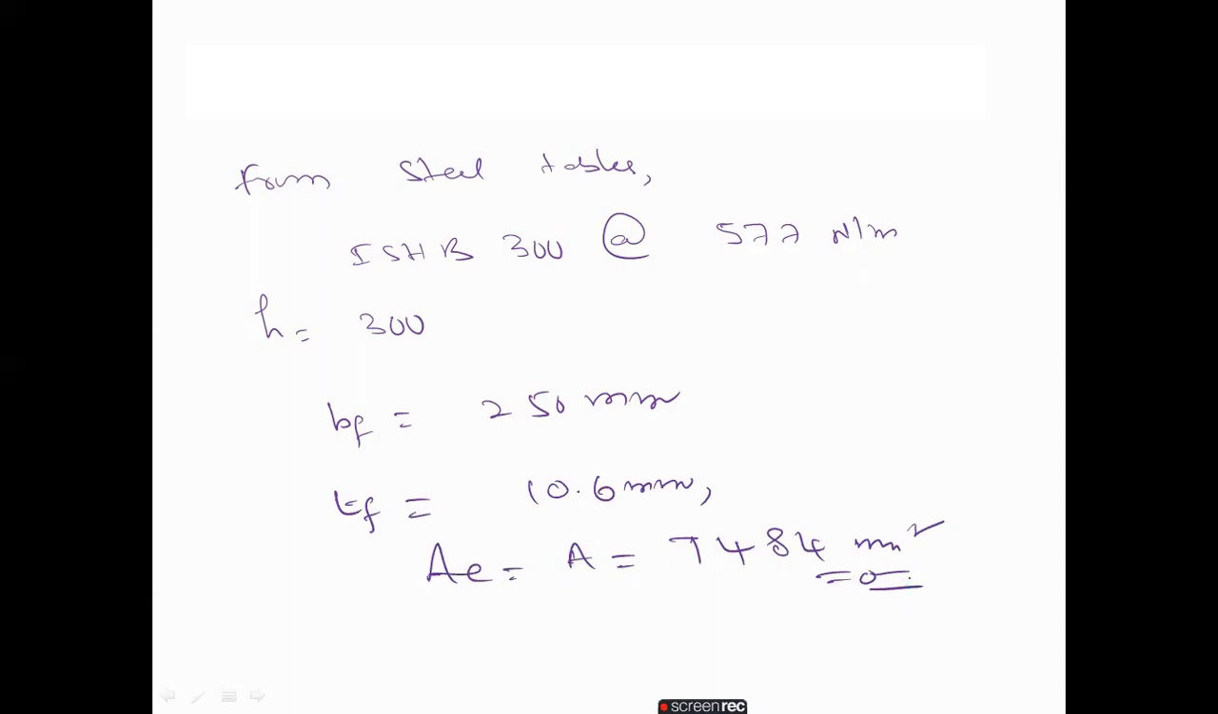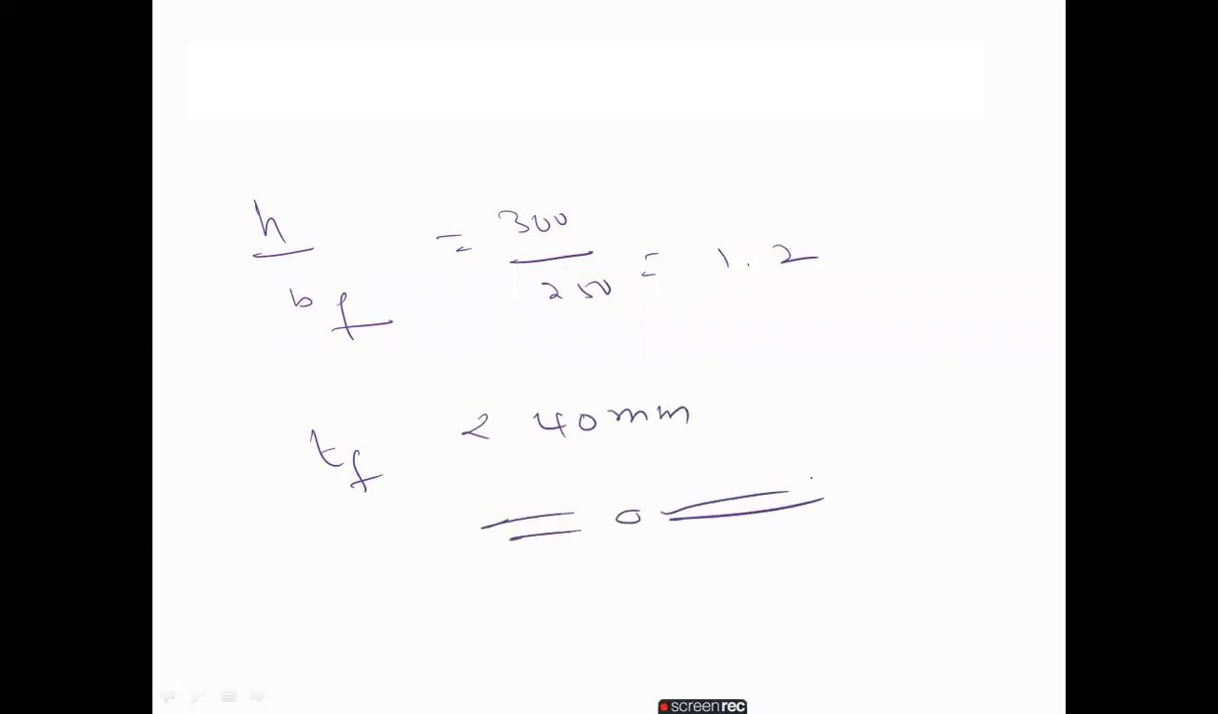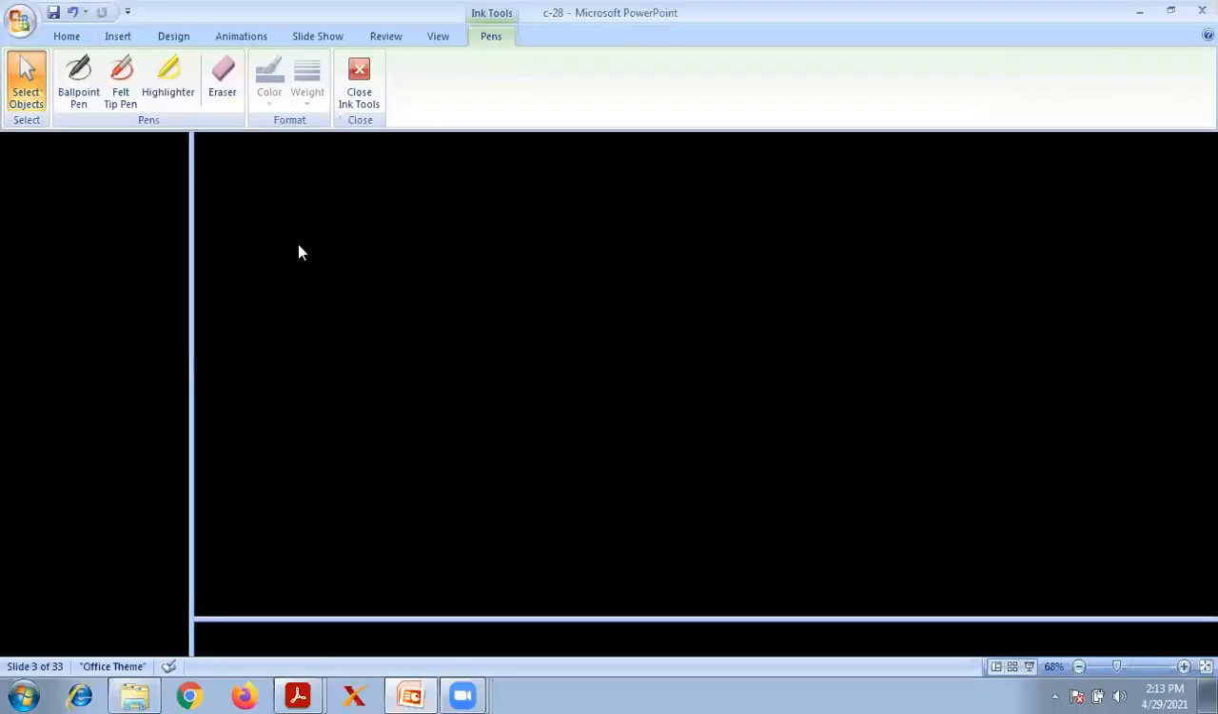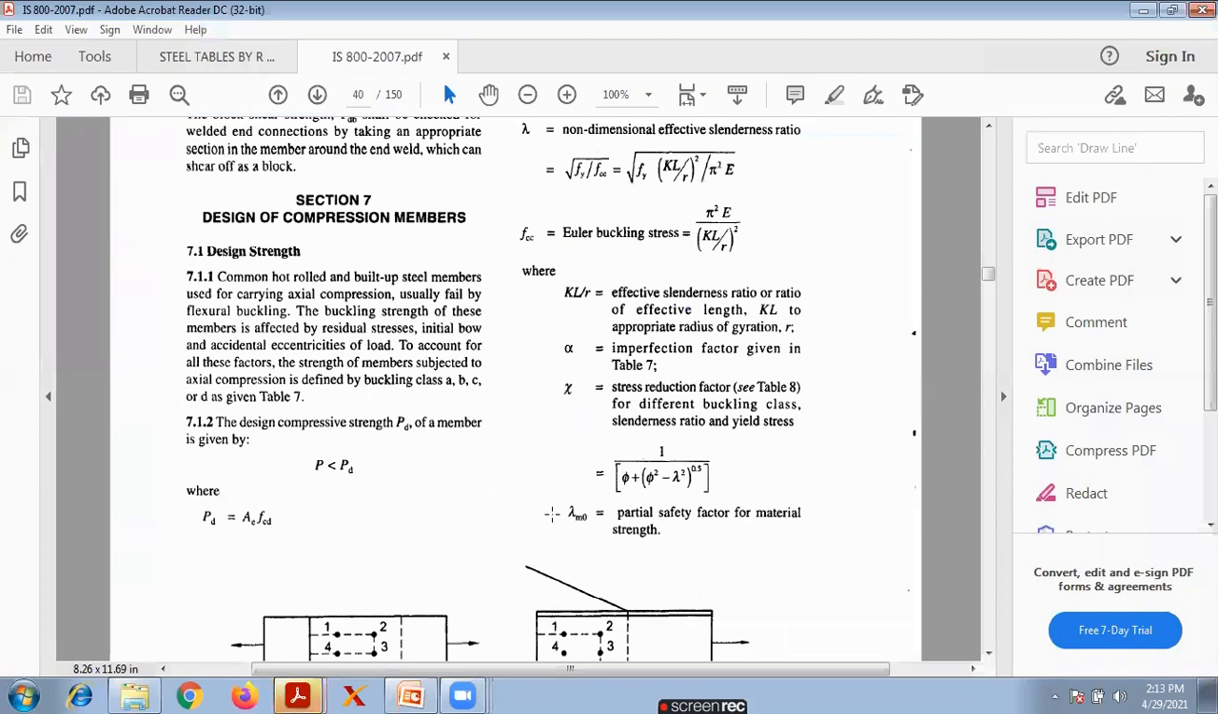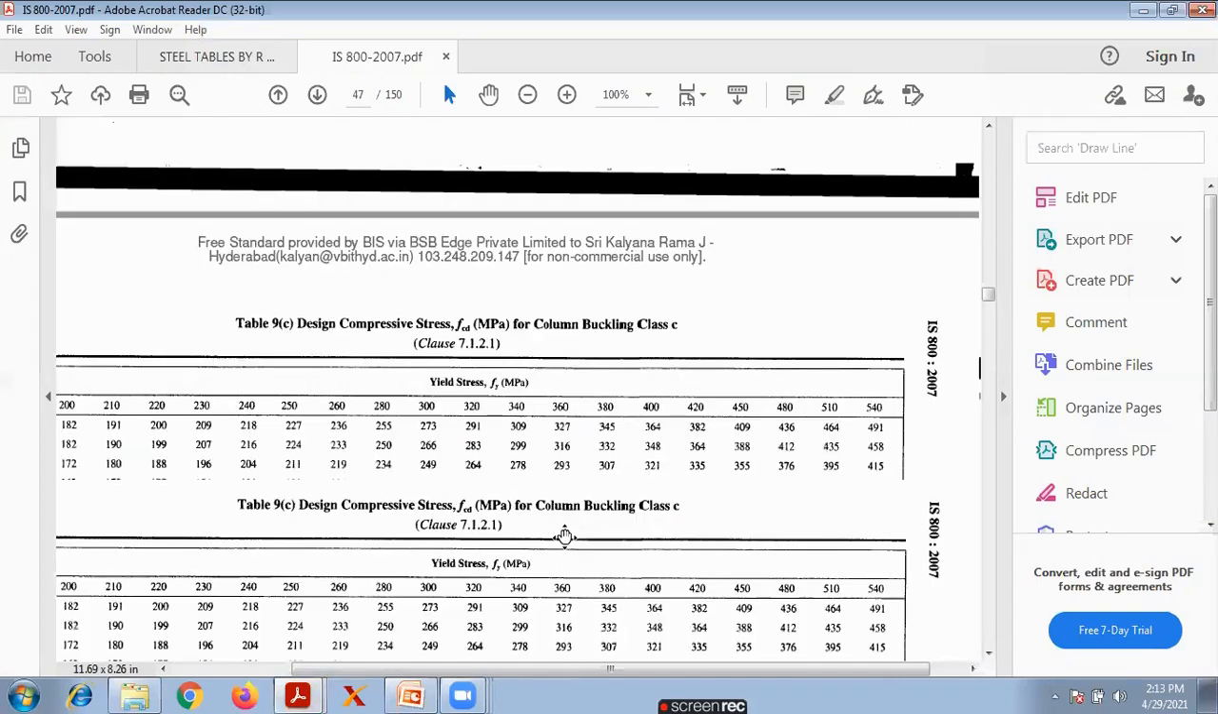Okay, now we have to check, there is a condition H by BF and TF. So H is 300, BF is nothing but 250. So you will get the answer 1.2, and TF is less than 40 mm. So TF we have 10.6. Now for this condition, according to table 10 in the IS 800, all of you open table 10 in the IS 800 code book. Okay, it is here. I will open that. Please wait for a while.